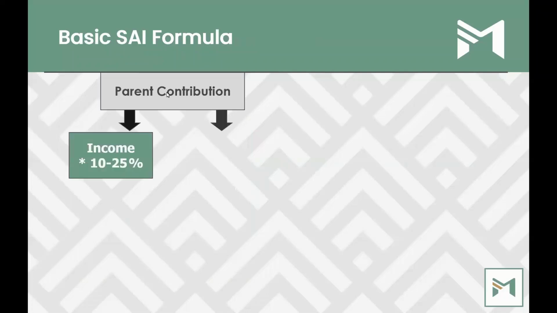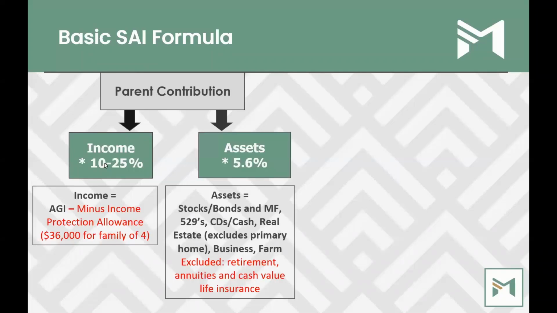The formula starts with the parent's contribution. And I say they're going to look at your income 10 to 25% because it is a sliding scale. If you're closer to $100,000, you'll be expected to pay 10%. And anything over $250,000, you'll be expected to contribute 25%. There is an income protection allowance of $36,000 per family of 4.